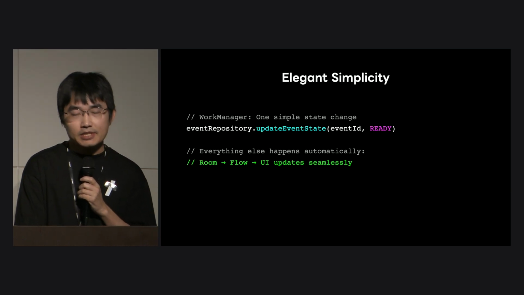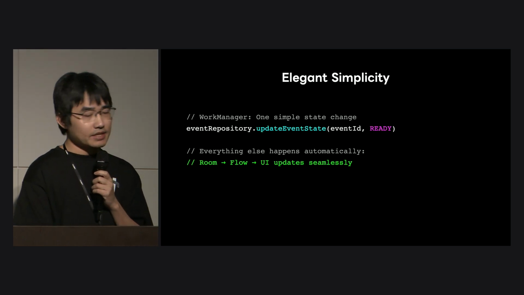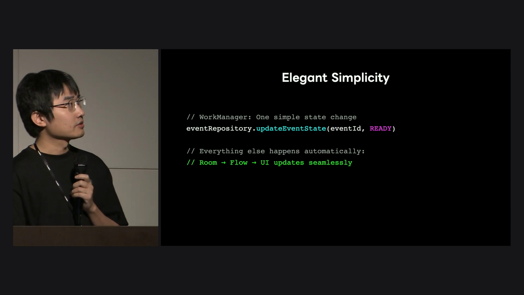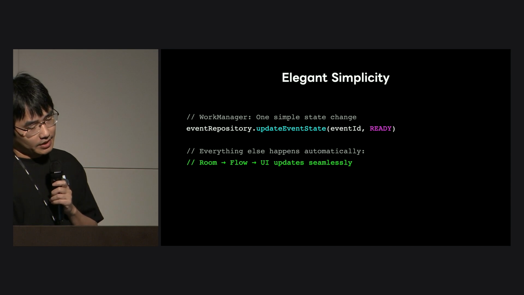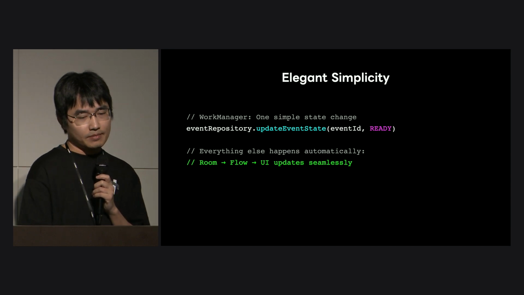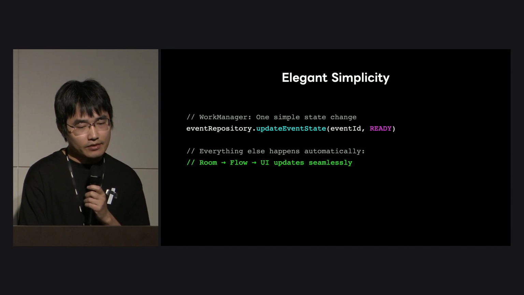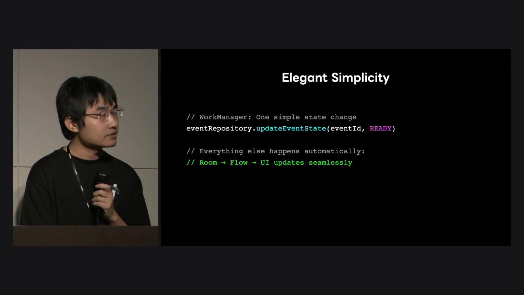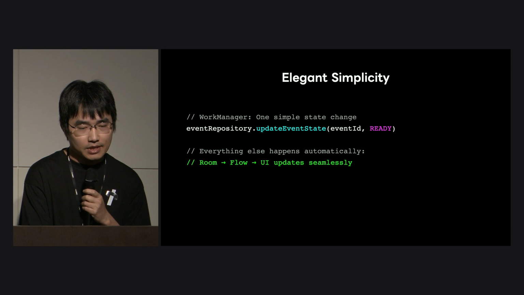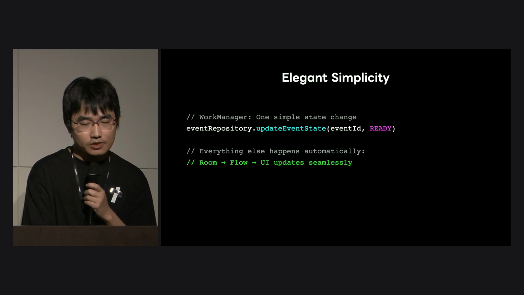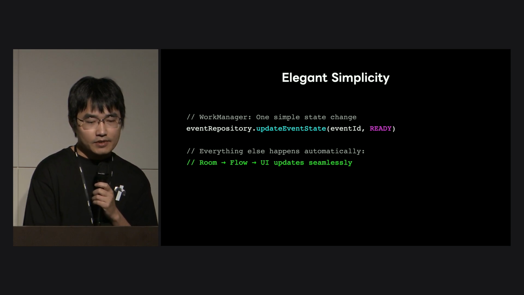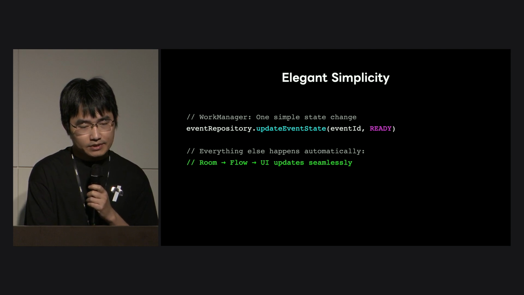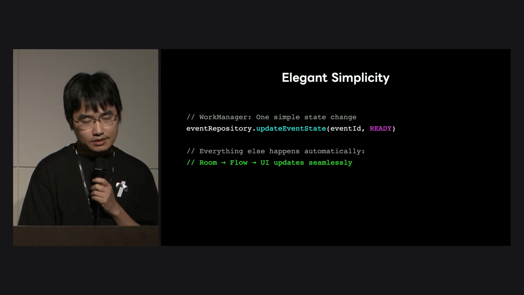And here is what's beautiful of this phase. Look at this, the actual code of this entire experience. We only have a single line of code. EventRepository.updateEventState with the event ID, and the state is ready. That's it. The only one line of code from the showtime workers. And everything else, like state transitions, smooth animation, and perfect timing happen automatically.